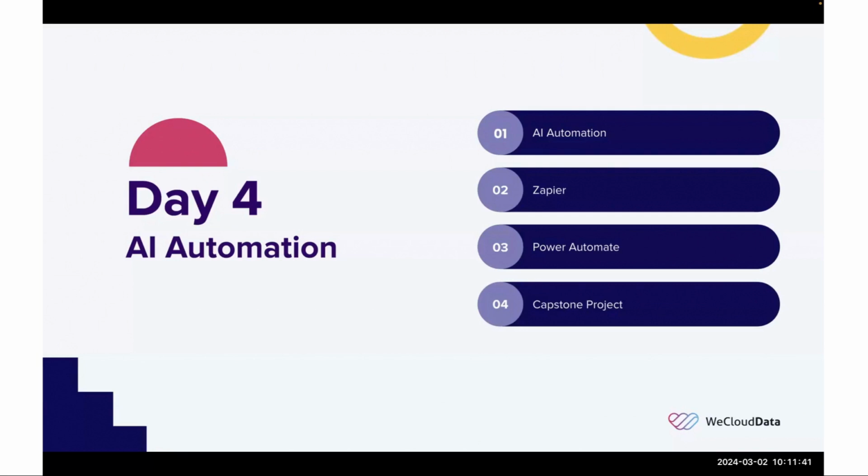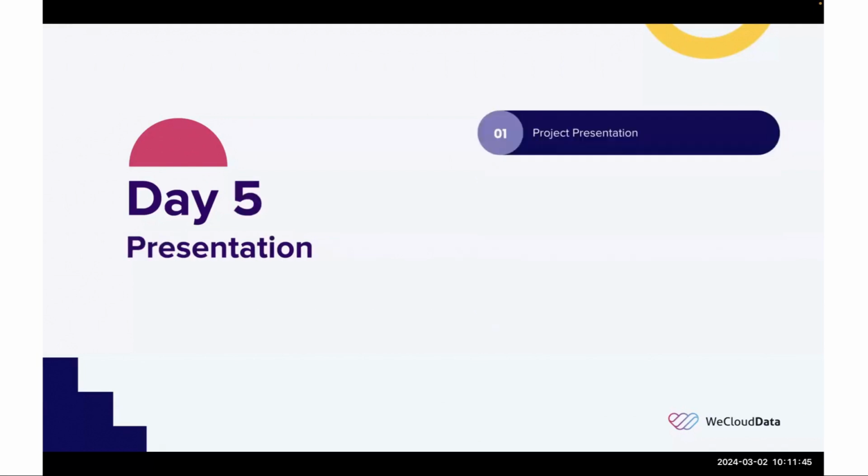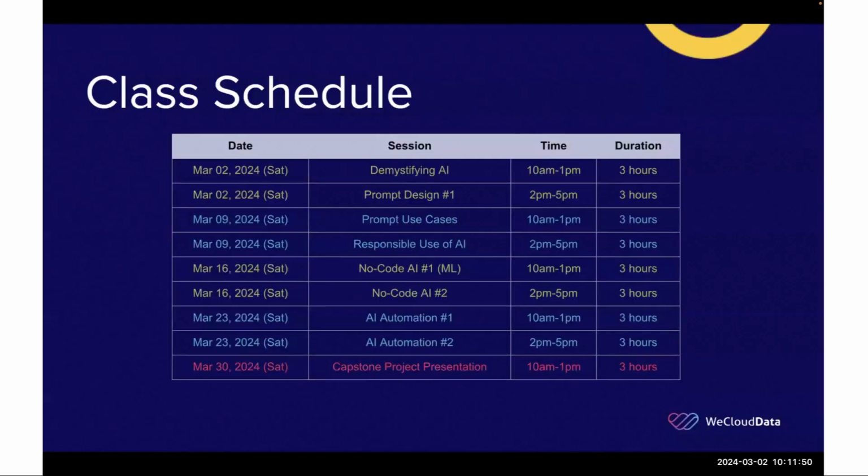You have about a week to complete the mini capstone project, and the presentation will be on day 5, which is the 30th of March, end of this month. Okay. So this is what the curriculum or the schedule looks like. So today, March 2nd, we'll cover the first 2 lessons, demystifying AI and Gen AI. We'll talk about prompt engineering. And next week, on March 9th, we'll focus on use cases and ethical use of AI.